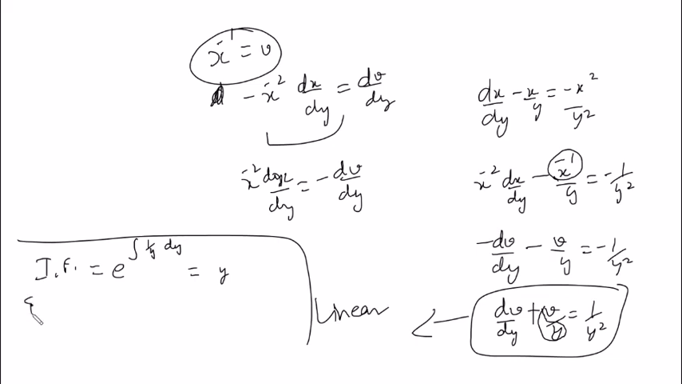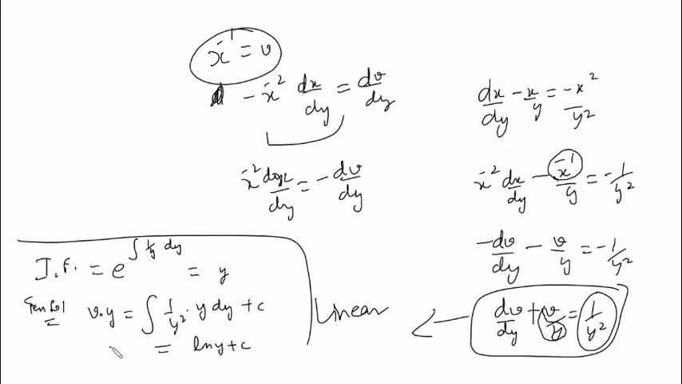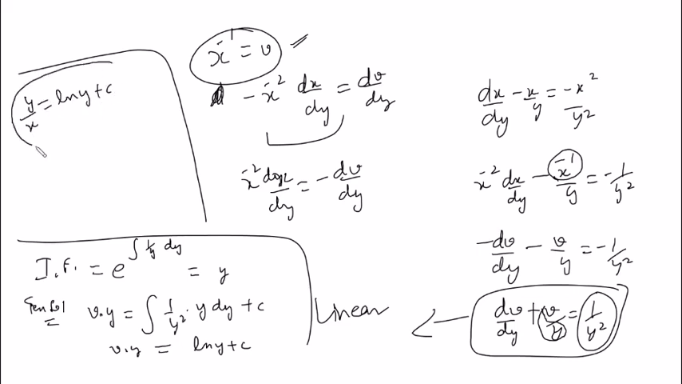So the general solution is v into y is the integral of, on the right hand side I have 1 by y square into y dy plus c. So this again, 1 by y, will be log y. So I've got the general solution. The only thing is v has to be substituted again as 1 by x. V was originally 1 by x. So when you do that substitution, this is the final solution: y by x is log y plus c.